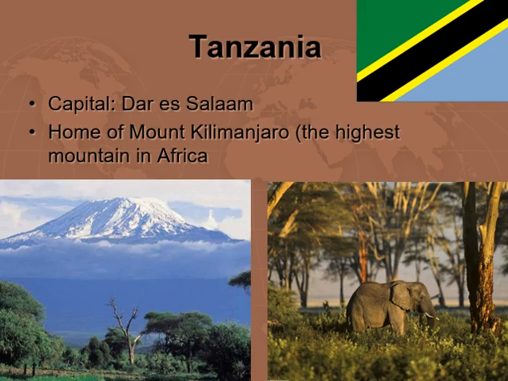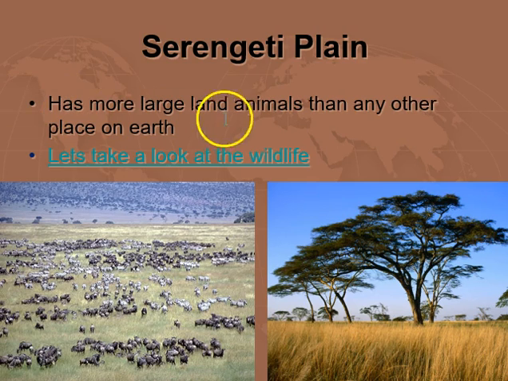Moving on to Tanzania. The capital of Tanzania is Dar es Salaam, and Tanzania is the home of Mount Kilimanjaro, which is the highest mountain in Africa. I like to tell you that because this mountain itself was featured on The Lion King. So if you saw The Lion King, Mount Kilimanjaro was in the background. For testing purposes, though, you need to know the capital and you need to know about the Serengeti. The Serengeti Plain, which is located in Tanzania, has more large land animals than any other place on Earth. So the Serengeti is what you need to know about Tanzania and the capital for testing purposes.